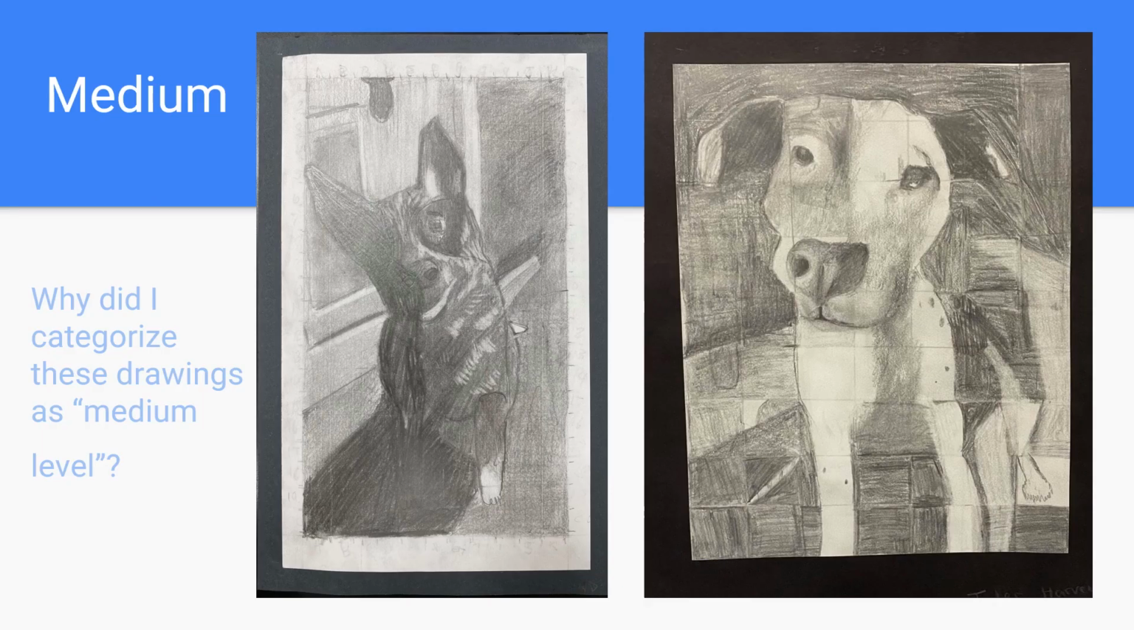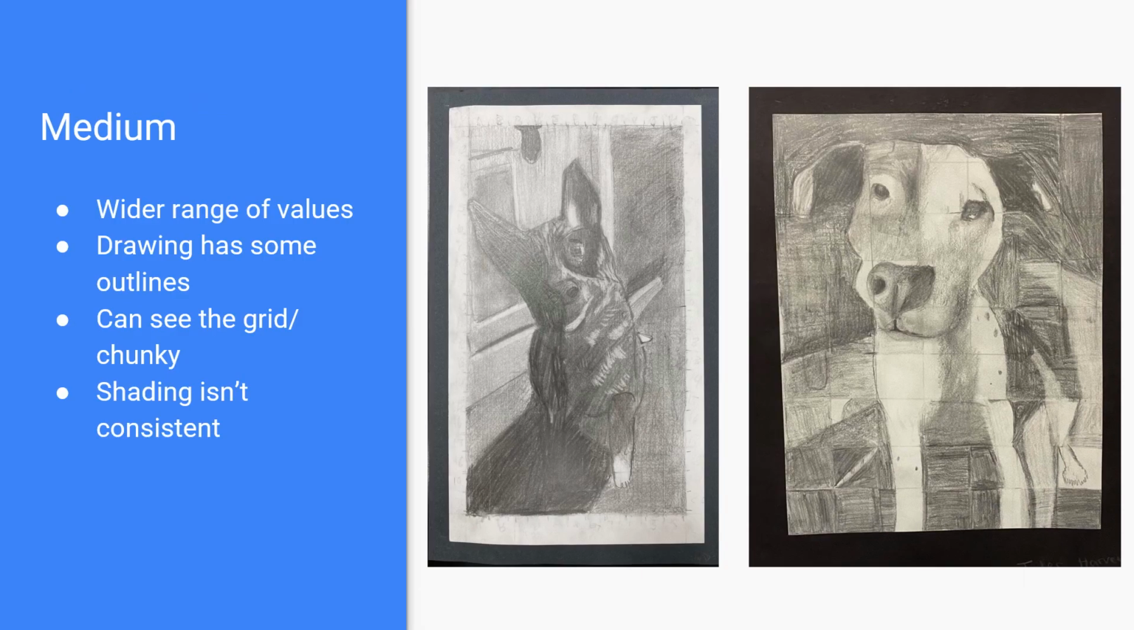Okay, so why do you think that these two are considered medium level? All right, so think about it. What is it a little bit different from the last one? Okay, so the reason that these are medium level is there is a wider range of values. So they have the bright highlights, they have the in-between grays, the soft grays, the medium grays, the dark grays, and the dark blacks. Some of these images still have that dark outline.